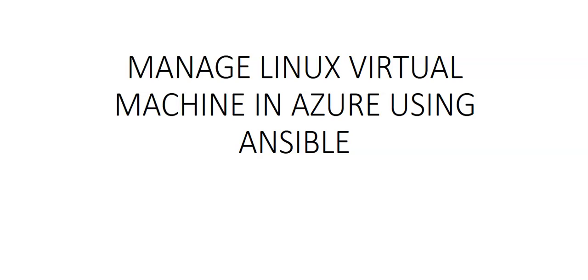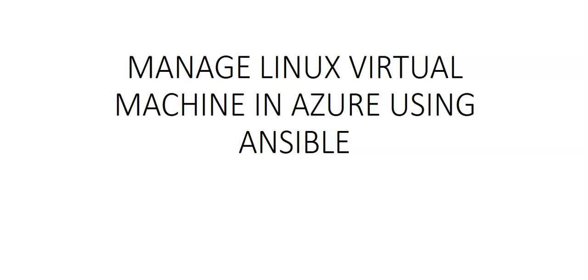So, we all know that Ansible allows us to automate the deployment and configuration of resources in the environment. So, in this video, we will use an Ansible playbook to start and stop a Linux virtual machine.